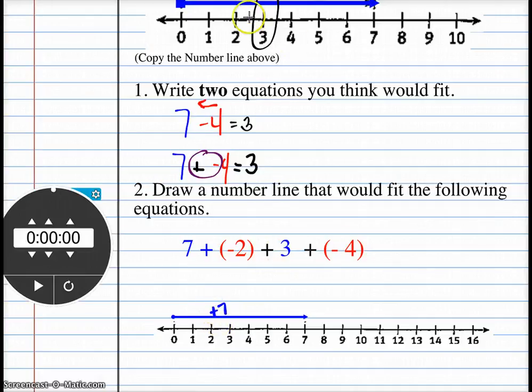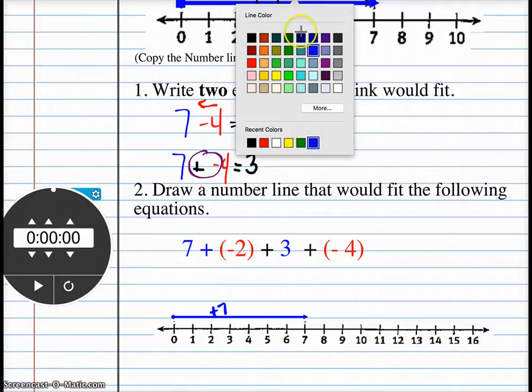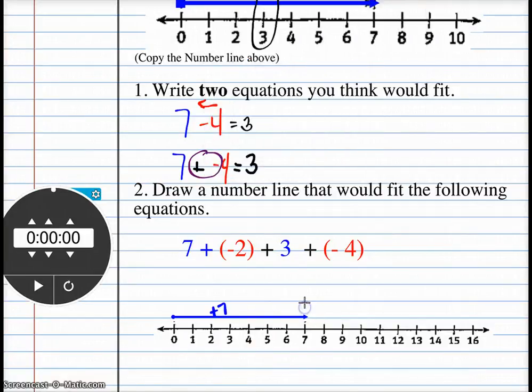Okay, and then I'm going to add -2. -2 is in red. So from here, I'm going to go back 2 spaces. I'm going to go to 5. Now I'm at 5. I'm not going to write it in, but that's where I'm at now. And then I go plus 3.